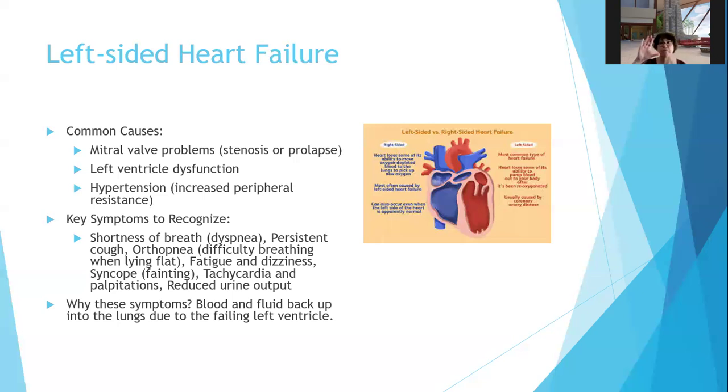So we talk about forward symptoms and backup symptoms. The forward symptoms are the dyspnea and the tachycardia and the palpitations and the fatigue and dizziness. The backup symptoms are the persistent cough and the orthopnea and the reduced urine output as well. So think about left and right-sided heart failure based on forward versus backward symptoms.